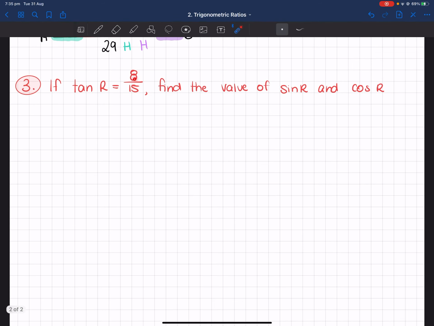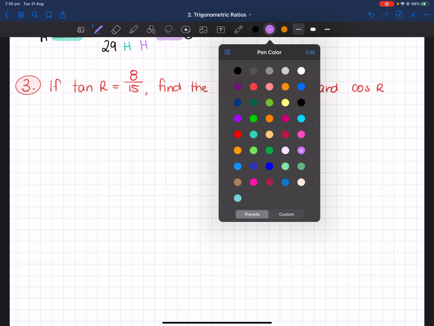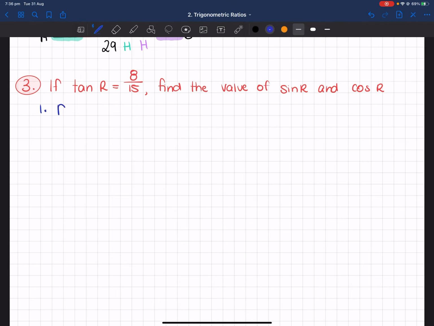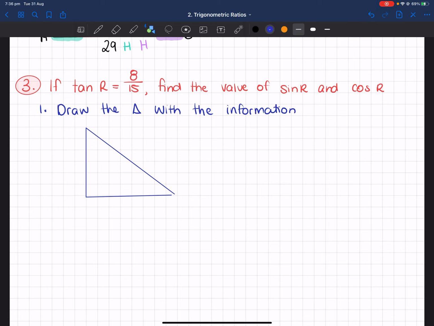All right, the last one. If tan of R is equal to 8 over 15, find the value of sine of R and cos of R. So the first thing we're going to want to do here is draw the triangle with the information. Remember, we're only talking about right-angled triangles for this. So what we're going to do is draw our right-angled triangle.